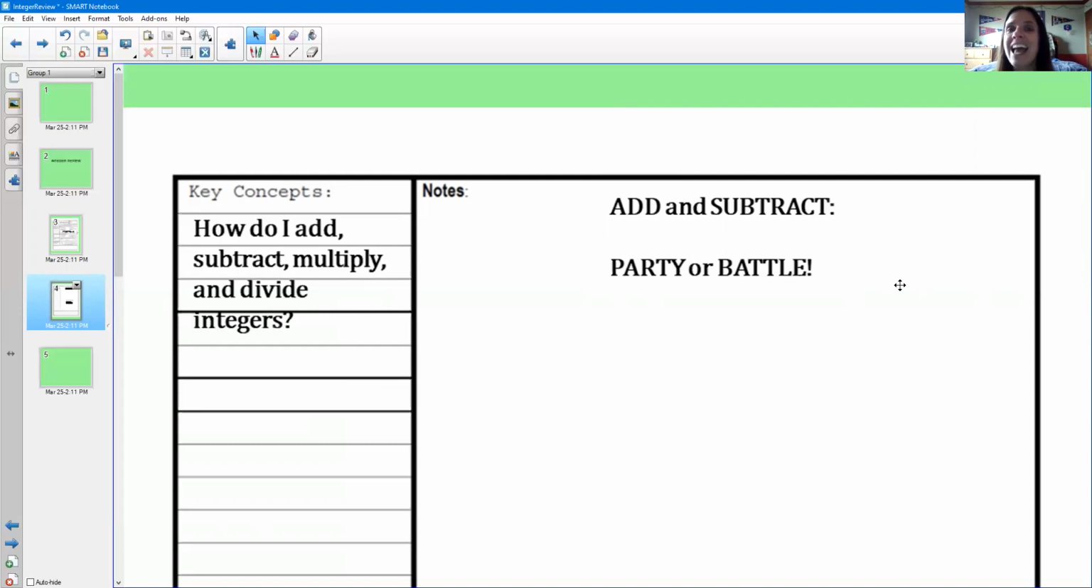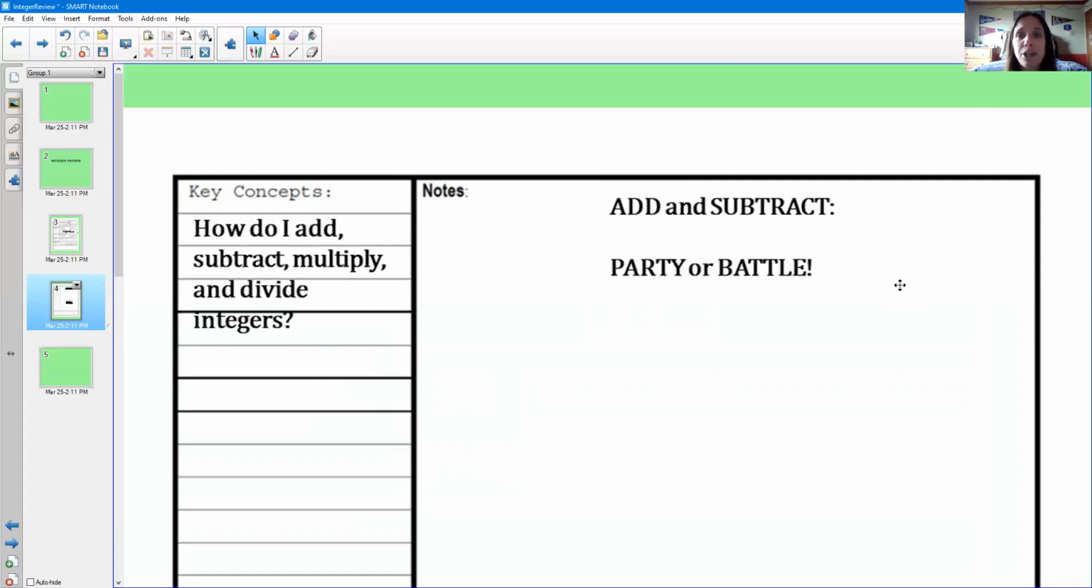So you party if they're the same sign. They're both positive. Combine them and keep the sign. If they're both negative, combine them and keep the sign. Get the party started, party, party, right? If they're not the same sign, then it's a battle, launch the cannons. It's a fight. They're different. So we subtract instead of add.